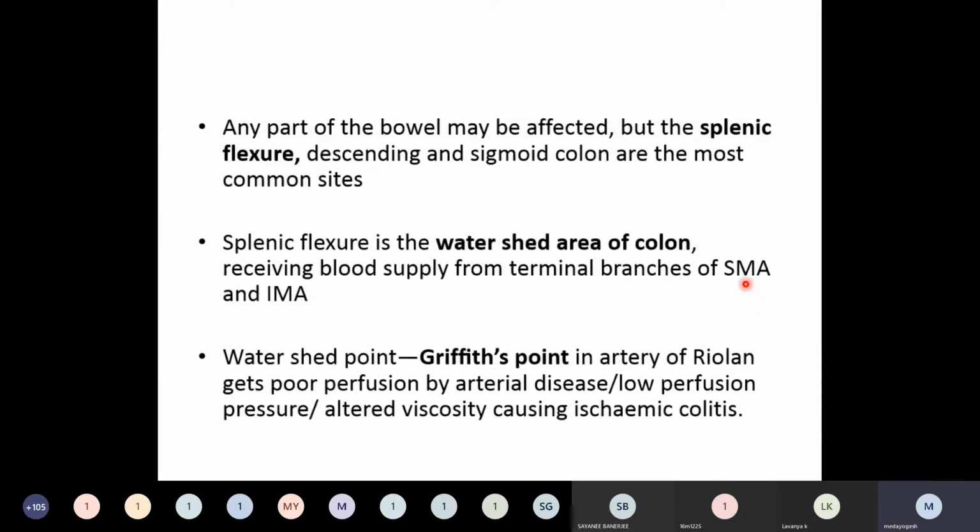Sometimes the ischemia can also affect the small bowel along with the colon. That is called ischemic enterocolitis. That's of course a very rare scenario, seen in patients who have diffuse atherosclerotic disease involving the superior mesenteric and inferior mesenteric artery. So that has to be kept in mind.